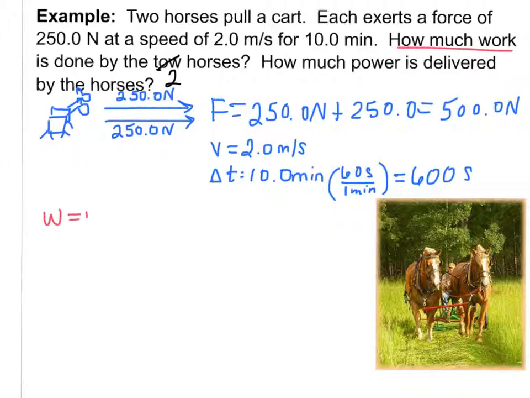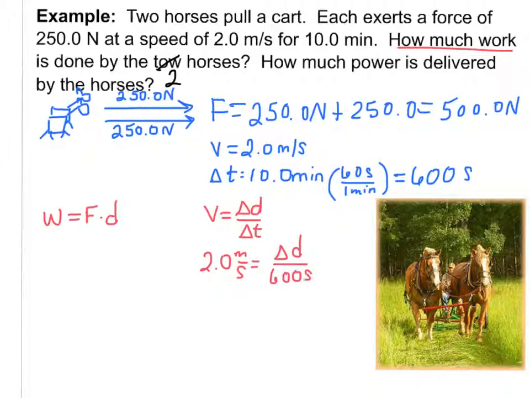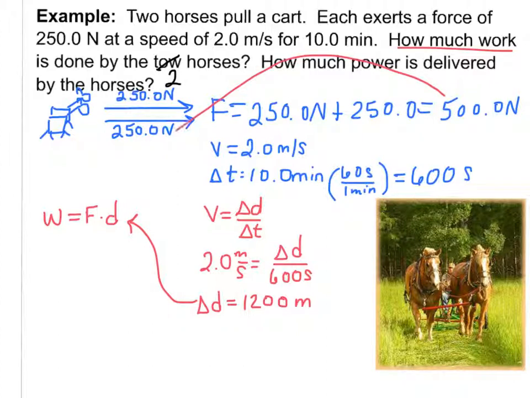We know that work equals force times distance. We also know that we don't know the distance these horses travel, but we can find it because we know that velocity equals the change in distance over the change in time. And when we plug values in for the velocity, we can get the change in distance because we know the change in time is 600 seconds. Therefore, our change in distance equals 1,200 meters. We can then plug that into our equation there. We know the amount of force that we can put into our equation, and we end up knowing that work is going to be equal to 6.0 times 10 to the 5th joules.